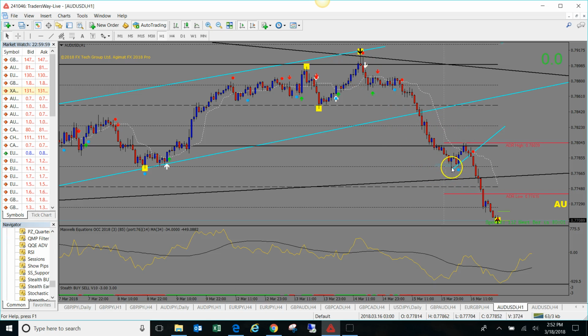So with this counter trend line, as you can see, my little red dot entry would have been perfect right there. Perfect. So that's what I'm saying.